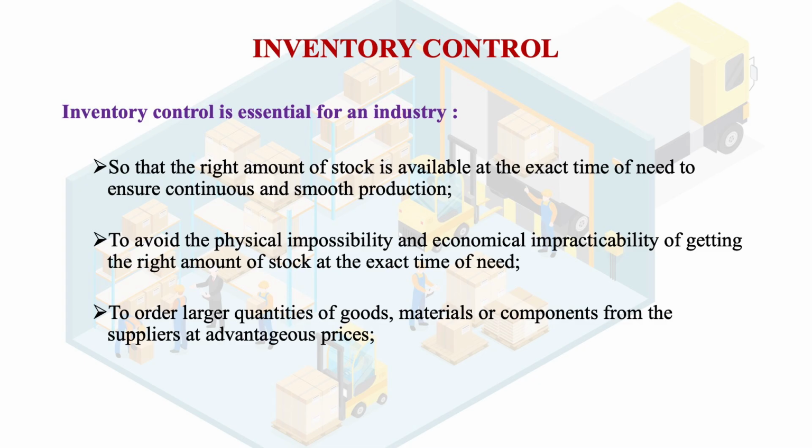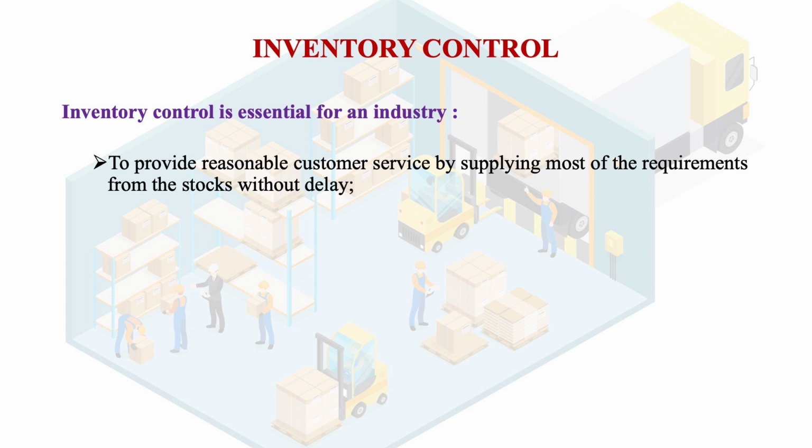The next point is to procure large quantities of goods, material, and components from the supplier at an advantageous price. Whenever the market is going down, we have to use a management trick: procure more material at the lowest cost, so that the production cost is minimized and the profit portion is more. The next point is to provide reasonable customer service by supplying most of its requirement from stock without delay.